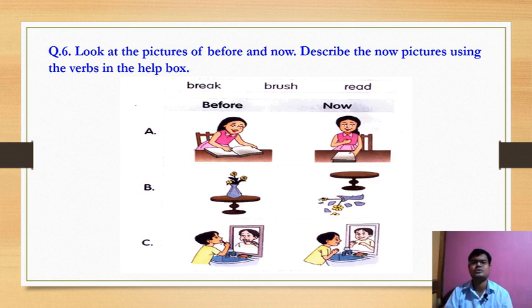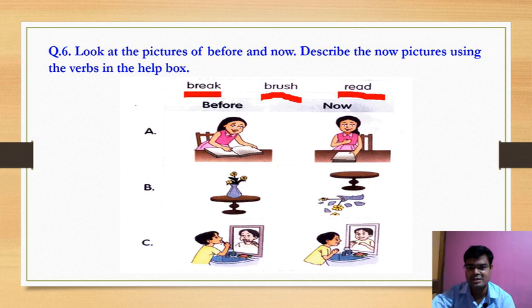Now here, can you see the picture? What you have to do, there are before and now activities. So we have to think about now. We have to look at the verbs they have provided, use them, and frame a sentence. So here we'll go with A. What is the girl doing? She is reading a book. You can write like that.